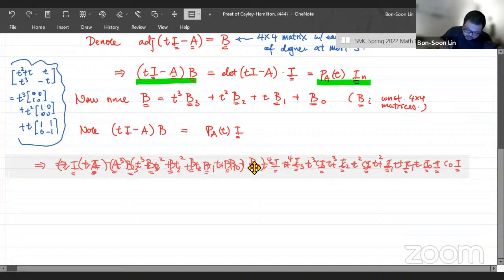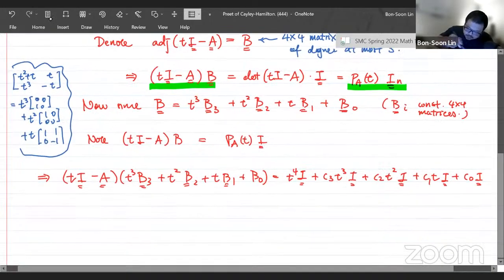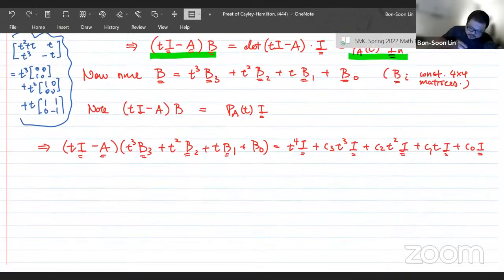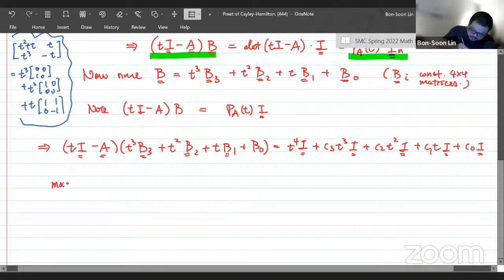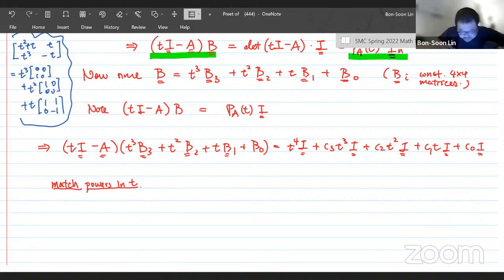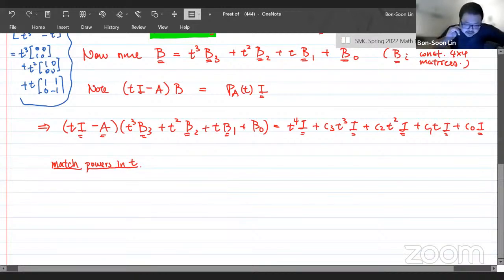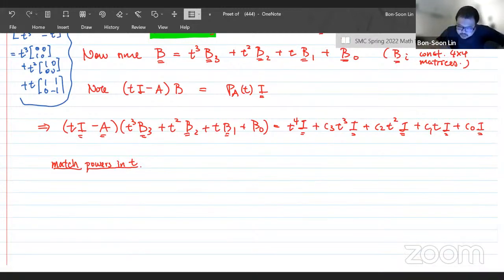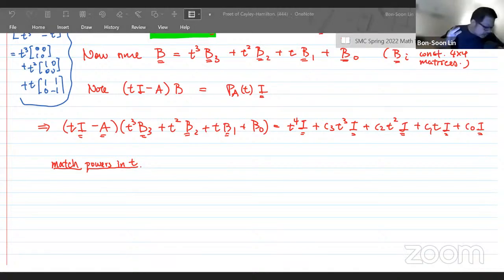Okay, so what do you say? Good question. Now we're going to match terms. This is our favorite trick. Match powers in T. This matching powers in T is just important. It's just such a good trick. Now, to appreciate why this trick works, that's a whole other thing. But the trick works, as you have done it before.